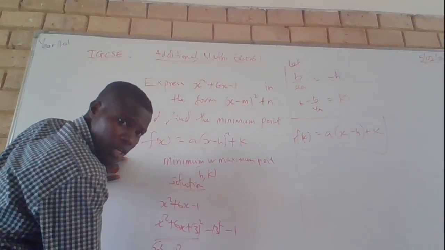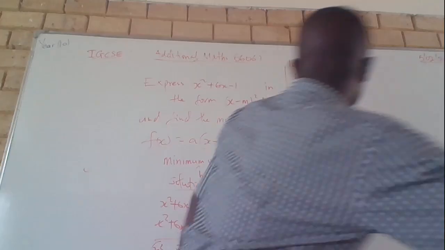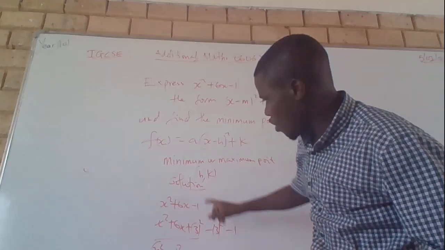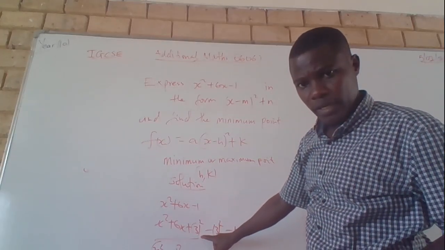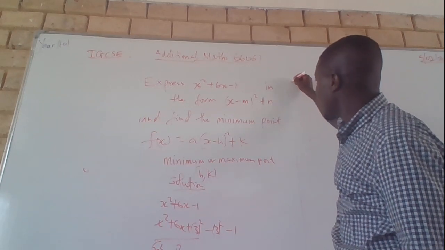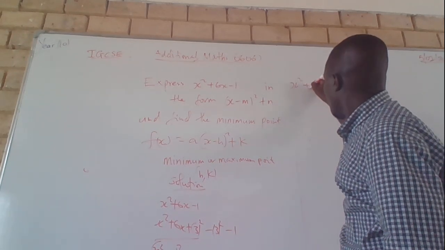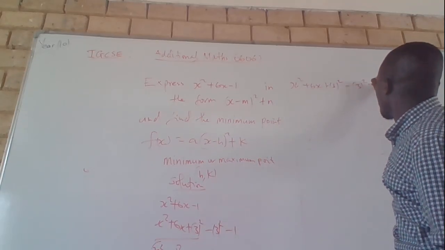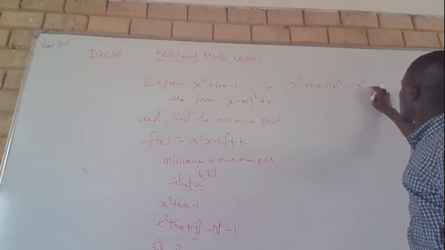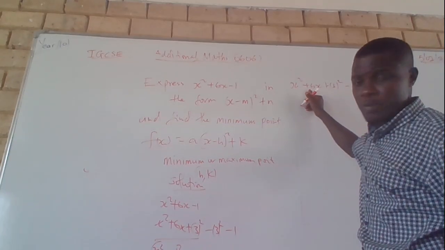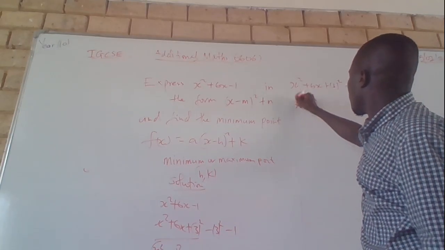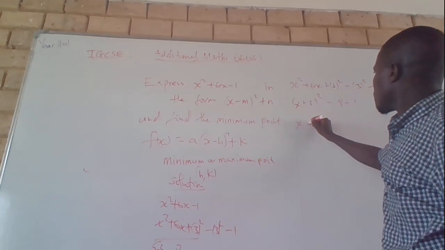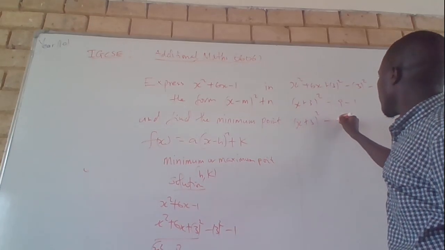Sorry, I cannot see. Let me come here. I think we can stop here, right? So from here we have x squared plus 6x plus 3 all squared minus 3 all squared minus 1. Here we take x and 3, and ignore the middle term. So x plus 3 all squared minus 3 squared, which is 9, minus 1. So we have x plus 3 all squared minus 10.